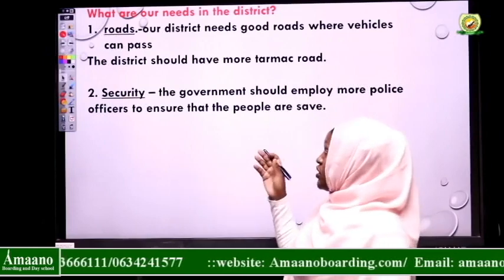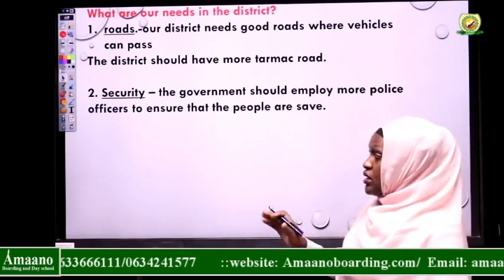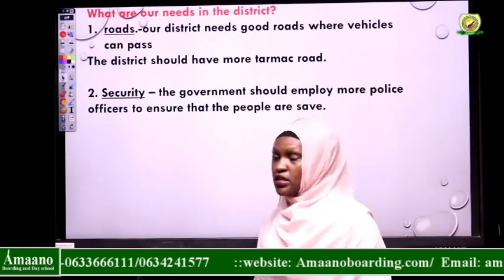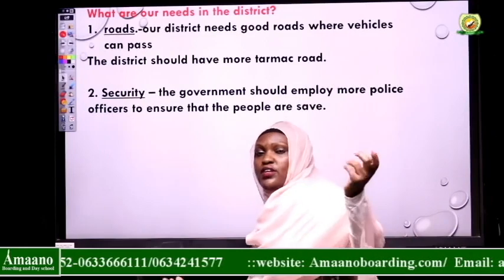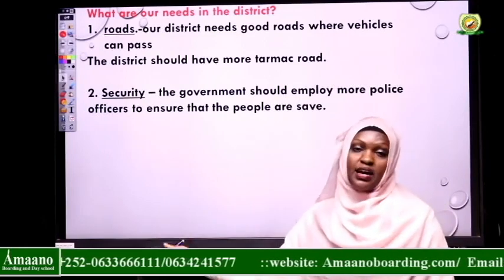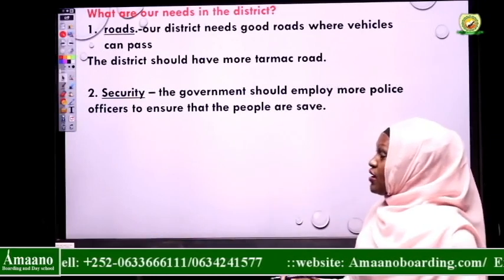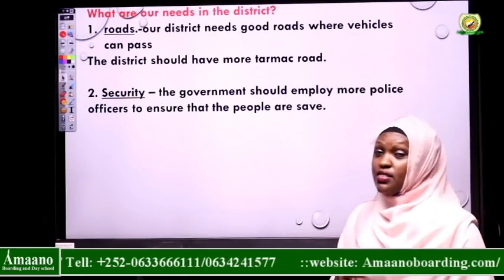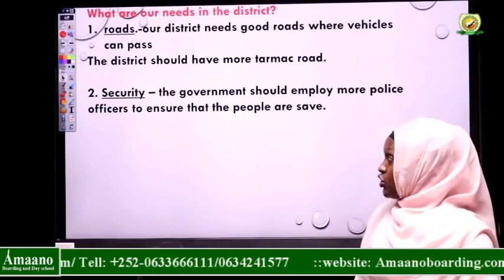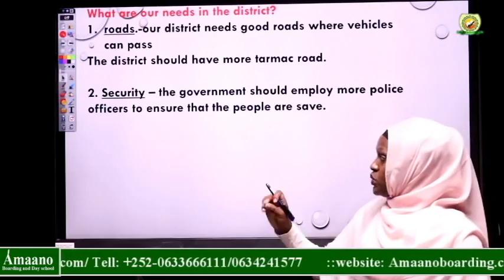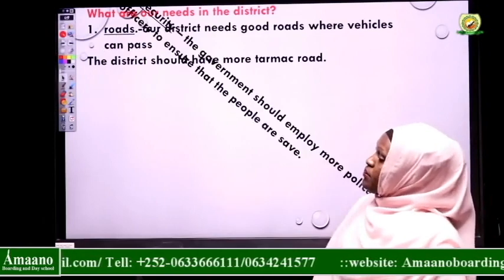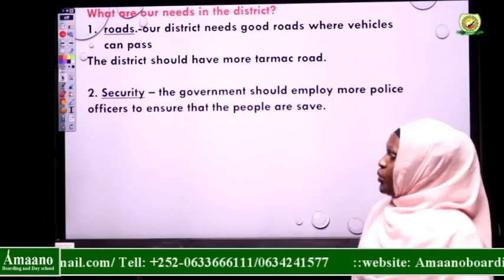So the security should ensure that there are police officers, and also there is supposed to be a police station where, if the thief is caught, he is taken there and punished from there. So the government should also ensure that in the district there is a police station where these bad people should be taken.